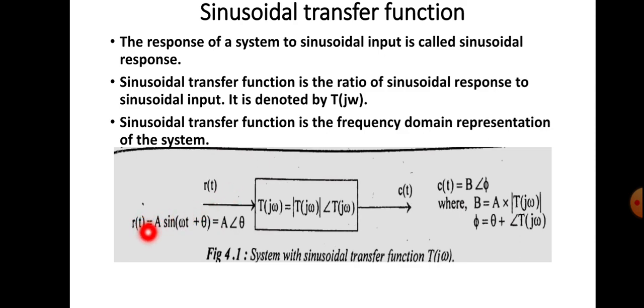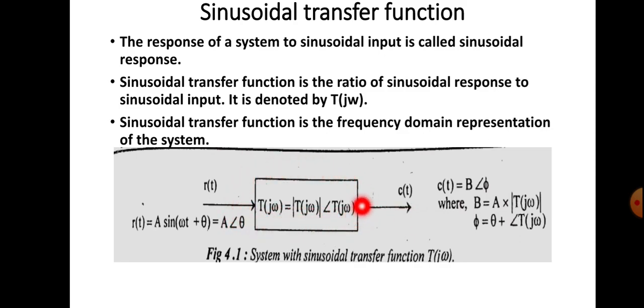Here we are giving the input as R of t equal to A sine omega t plus theta, which is a sine function. We can represent it in polar form as A angle theta, where A is the magnitude and theta is the angle. Similarly, the corresponding output C of t has a magnitude and a phase, and in polar form we can represent the sinusoidal response as B angle phi.